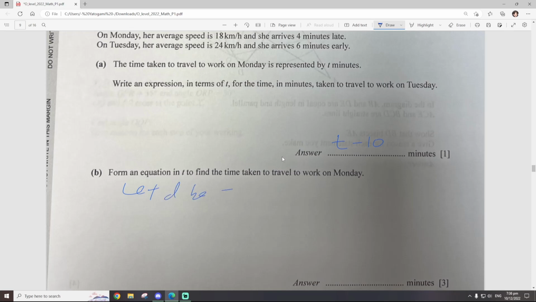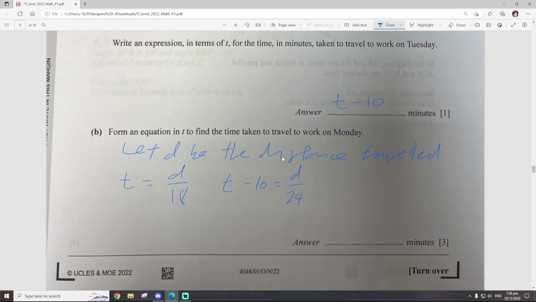Let d be the distance traveled. And then, time is distance over speed, right? So therefore we have t equals distance over 18 and t minus 10 equals distance over 24. And then we can eliminate d to solve this equation. So one has 18t equals 24t minus 240, which gives 6t is 240, t is 40. Okay.